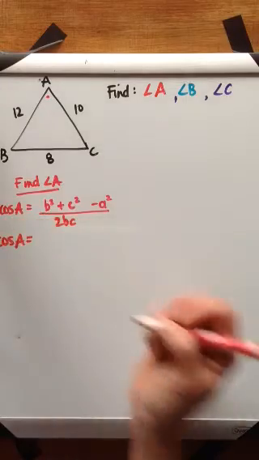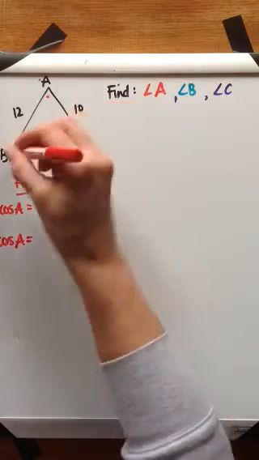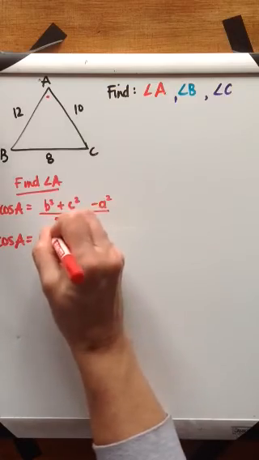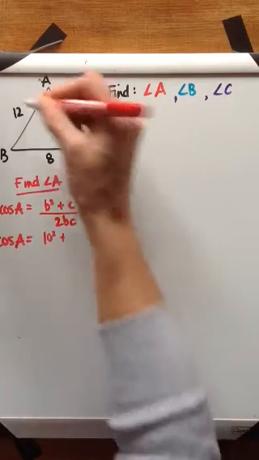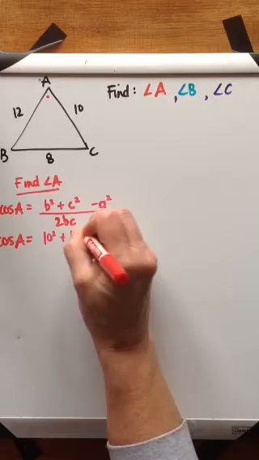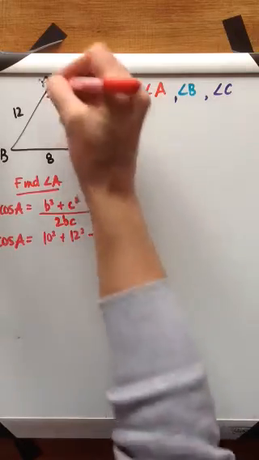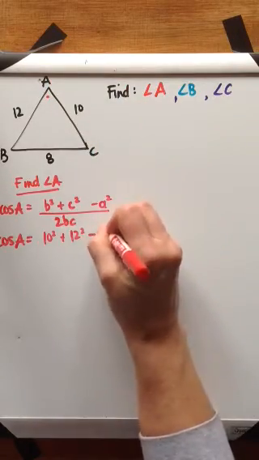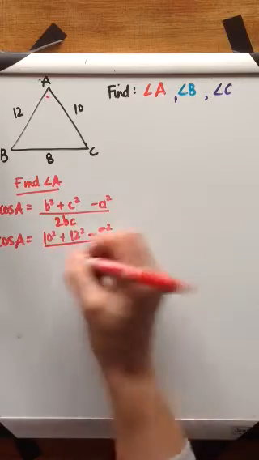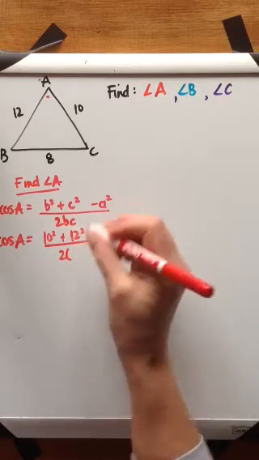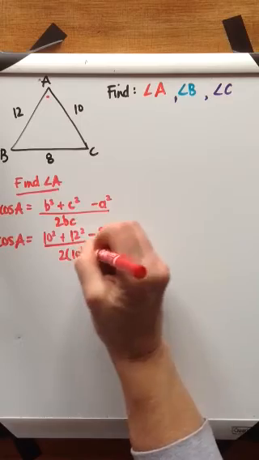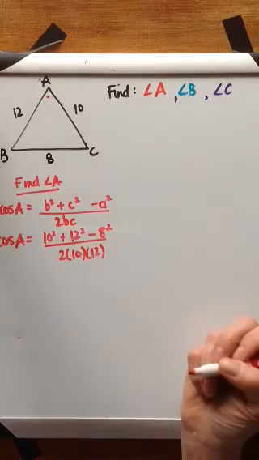So the cosine of angle A is equal to, well, little b is opposite angle B, so it's 10. Little c is opposite angle C, so it's 12. And little a is opposite angle A, so it is 8. We divide all of that by 2 times B, which is 10, and C, which is 12.